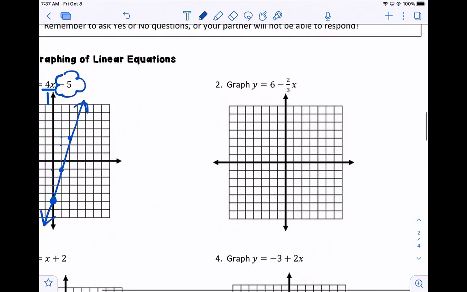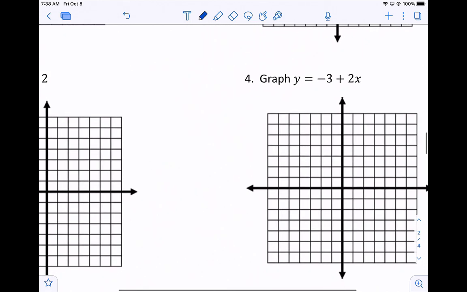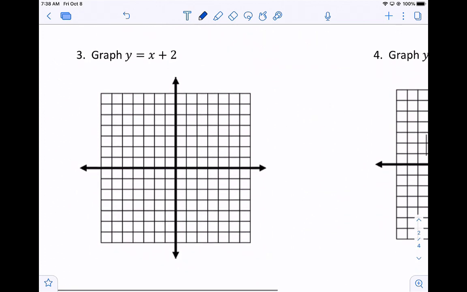The next one starts at 6. So we'll start at the origin, 0, 0, go up 6. There's the y-intercept. This time our slope is negative, -2/3. If it's negative, you go down, but you always go to the right. So down 2, right 3. And then when we connect the dots here, we have a line where the y-intercept is 6 and the slope is -2/3. Our next graph, we have y equals x plus 2.